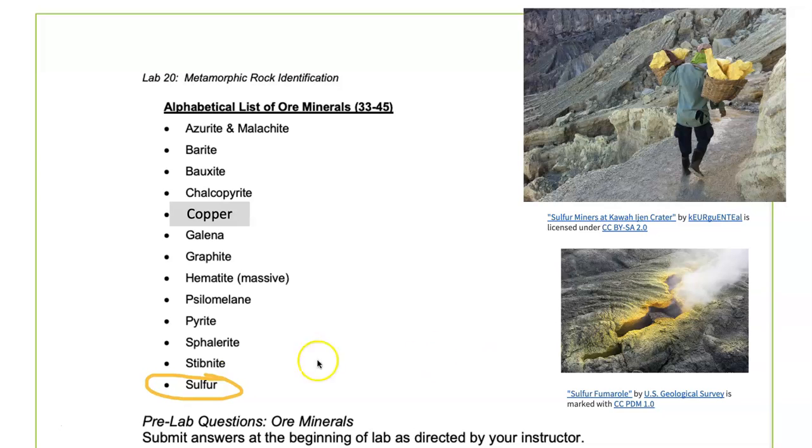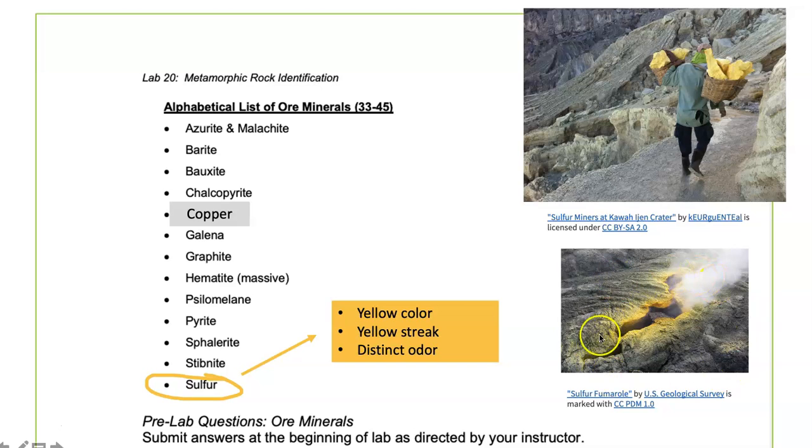Finally, we get to sulfur. And I've even circled sulfur with a yellowish color because the diagnostic key to identifying sulfur is that it's yellow. Here is some sulfur at a fumarole, where hot springs are depositing sulfur on the surface. And if you've ever smelled hot springs, they do indeed smell like rotten eggs. So they definitely have a distinct odor. Here is someone carrying pieces of sulfur. They're actually a sulfur miner in Indonesia. So you can see that bright yellow color. And this is created by a volcano that's quite active in Indonesia. So yellow color, yellow streak, and distinct odor.